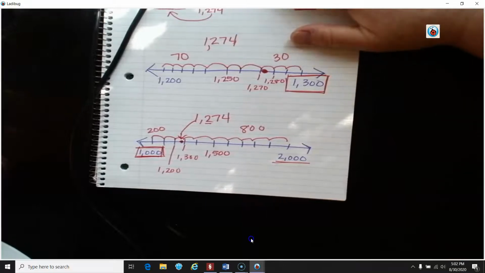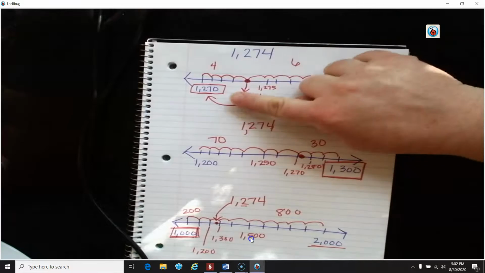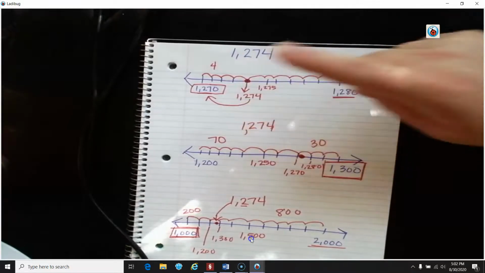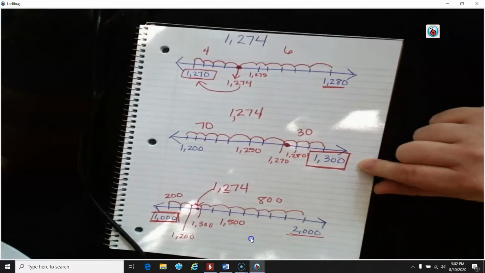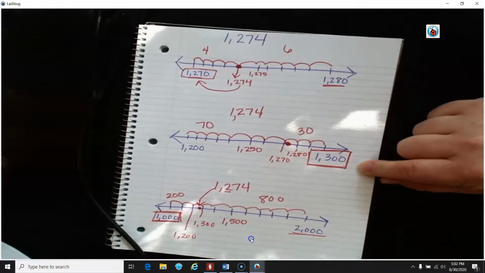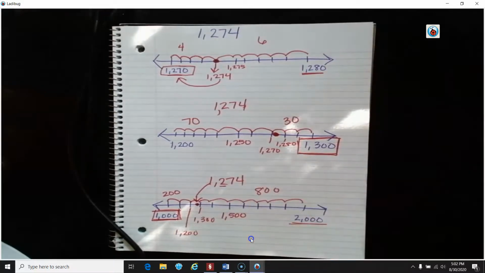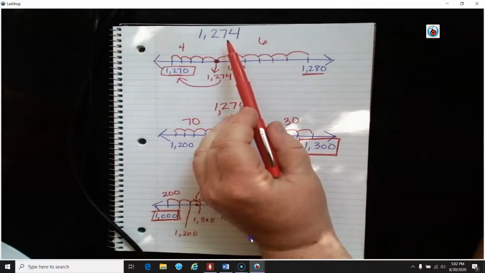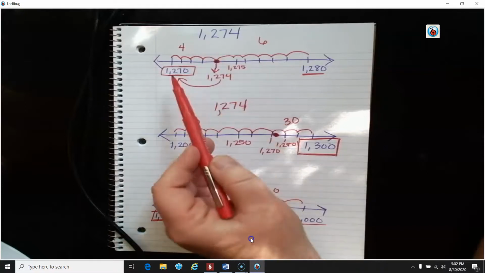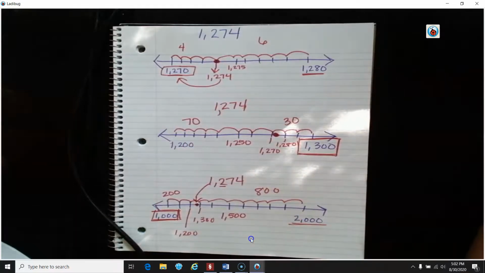So if we round 1,274 to the nearest 10, we get 1,270. If we round it to the nearest 100, we get 1,300. And if we round it to the nearest 1,000, we get 1,000. Now, thinking back to our question, Miss Young wants to be sure she has enough agendas for all students. So let's think about each of these numbers and figure out which one is the best estimate for this situation, okay? So if we have 1,274 students and she orders 1,270, is that going to be enough?